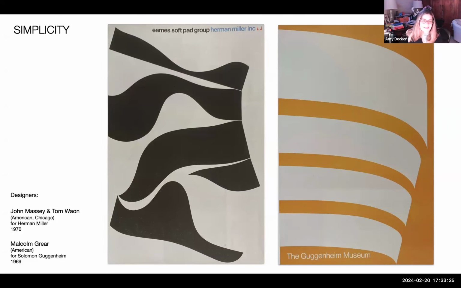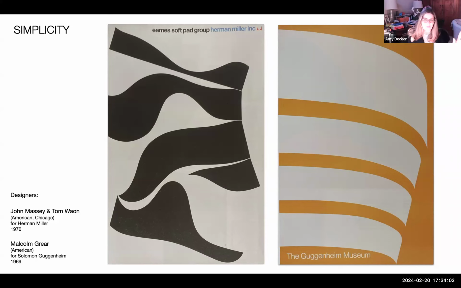Here we have John Macy and Tom Wan right here in Chicago doing work for Herman Miller in the 1970s. John Macy, who was based in Chicago, was a leading practitioner in modernism for corporate applications, as well as an influential educator. The poster for Herman Miller Furniture Company applies Hoffman's concept of graphic translation to interpret a piece of modernist furniture as an abstract icon. The poster includes no concrete information about the furniture.